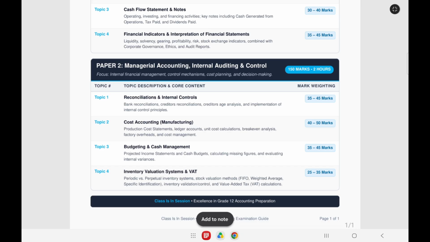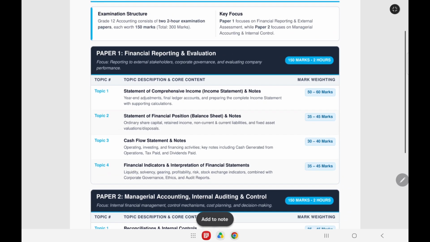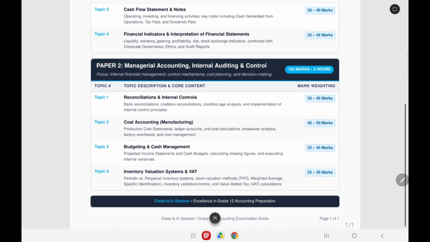Guys, I would say paper 2 in accounting is more approachable compared to paper 1, especially if you attend our lessons. Then question 2 or topic 2, we have cost accounting or manufacturing. It's worth about 40 to 50 marks. We have the production cost statements, ledger accounts, unit cost calculations, break-even analysis, factory overheads, and cost management.